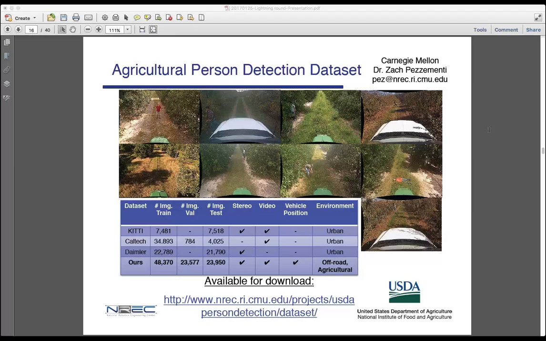So if I may remind people of the importance of this data set, it is the data set that was funded by the U.S. Department of Agriculture, and it's available for download. It's a very, very valuable data set for anyone working in agricultural robotics. So thank you, Zach, for making that available.